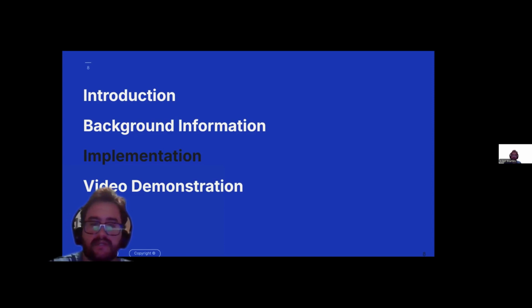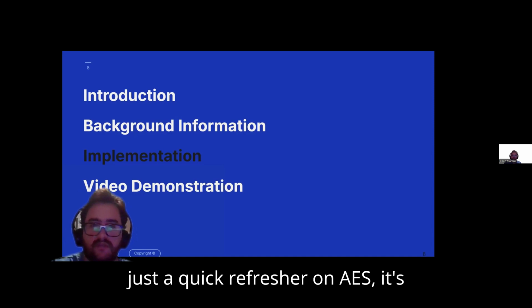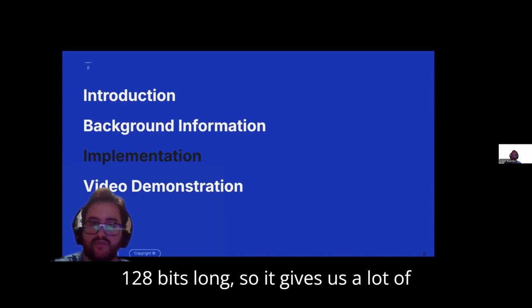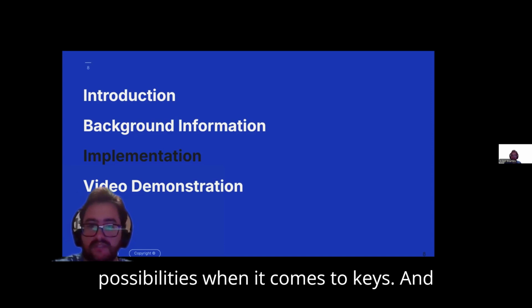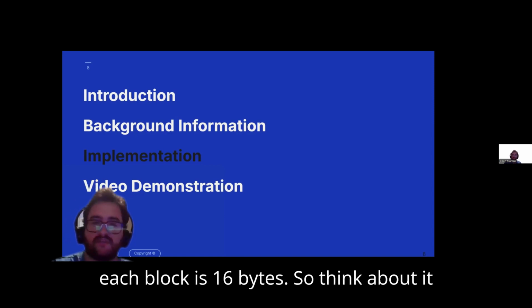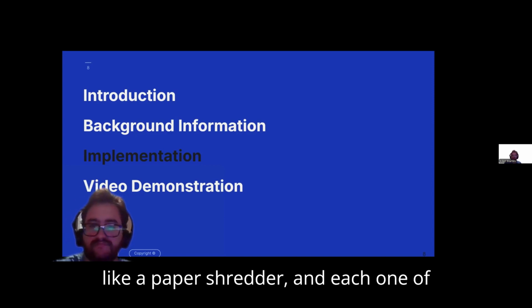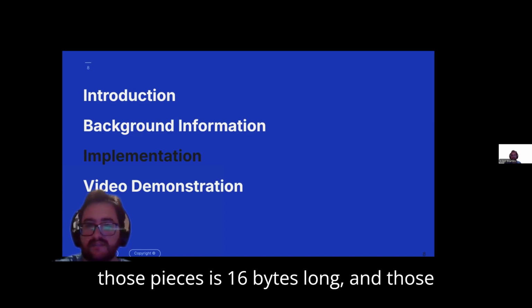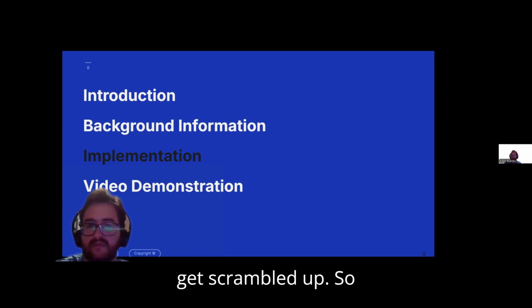But just a quick refresher on AES. It's 128 bits long, so it gives us a lot of possibilities when it comes to keys. And it's chopped down into blocks, and each block is 16 bytes. So think about it like a paper shredder, and each one of those pieces is 16 bytes long, and those get scrambled up.